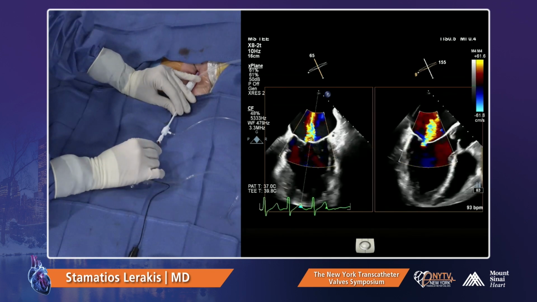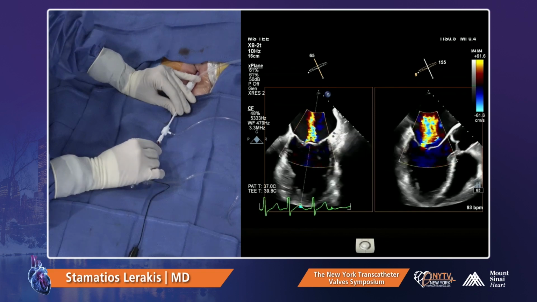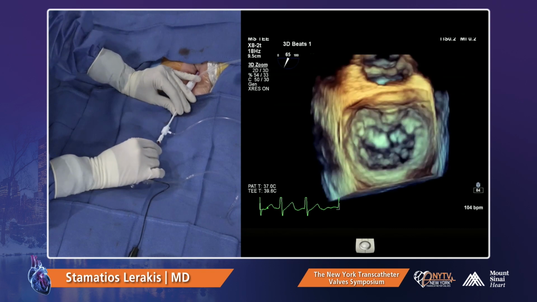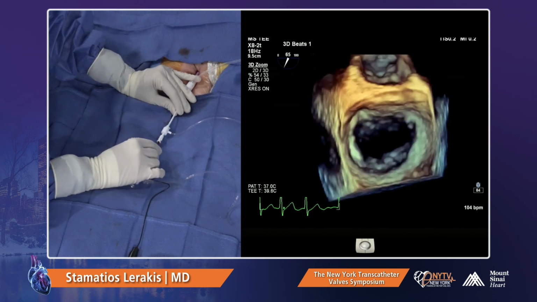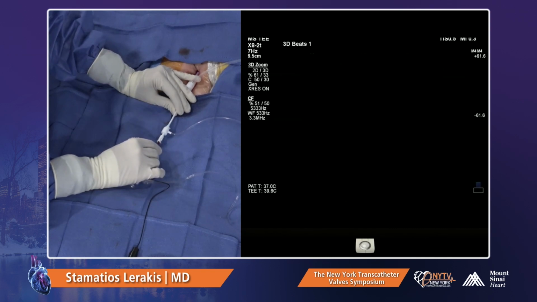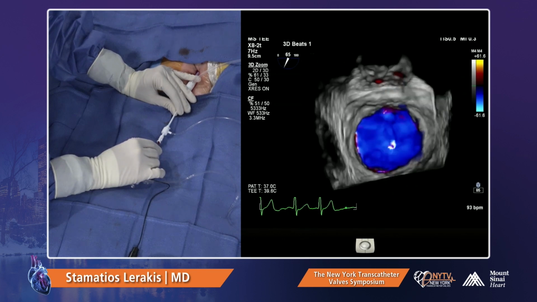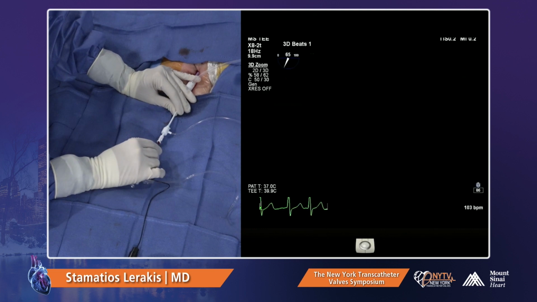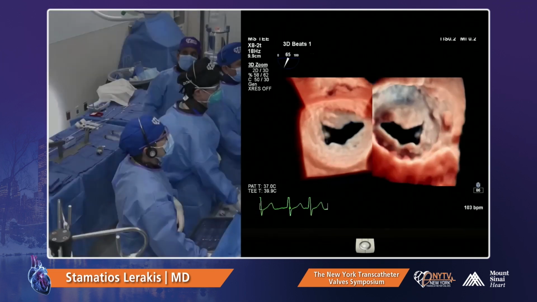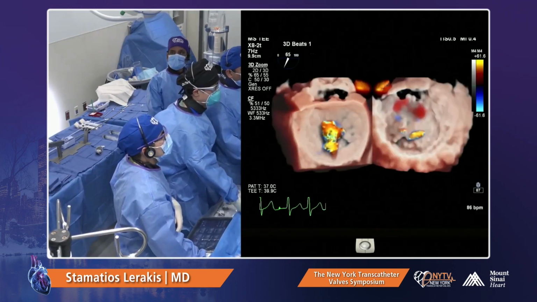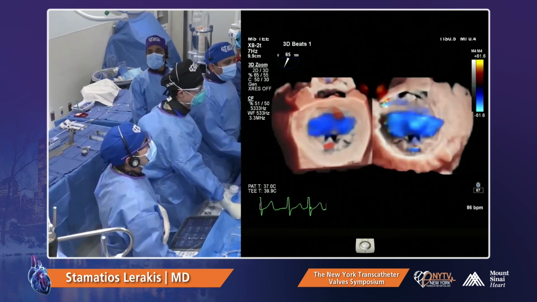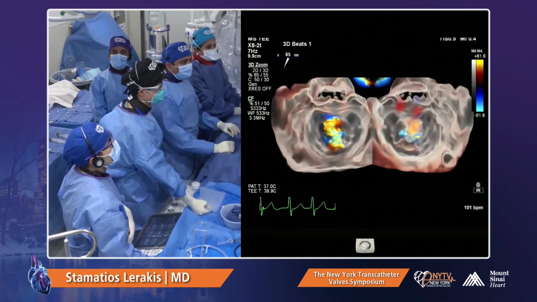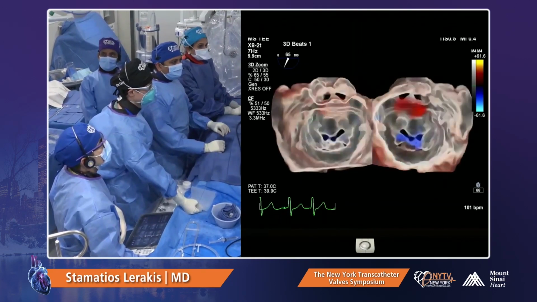You can appreciate a wide jet, mostly central, but wide, severe mitral regurgitation. This is a 3D en face view with the aorta on the top. And you can see again that the MR is wide, but mostly central in location. This is a true view for more rendering of the valve. You can see again, mostly central mitral regurgitation. And this is the glass view, in which you can appreciate the color better.